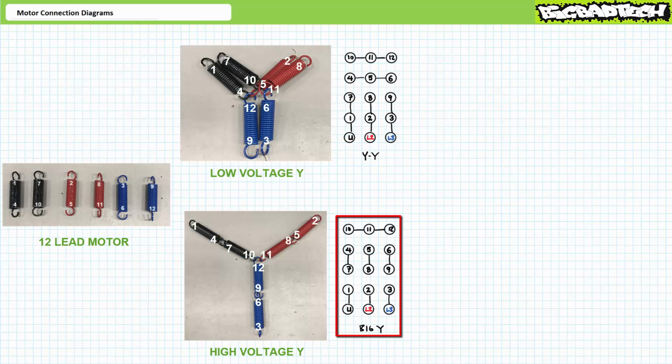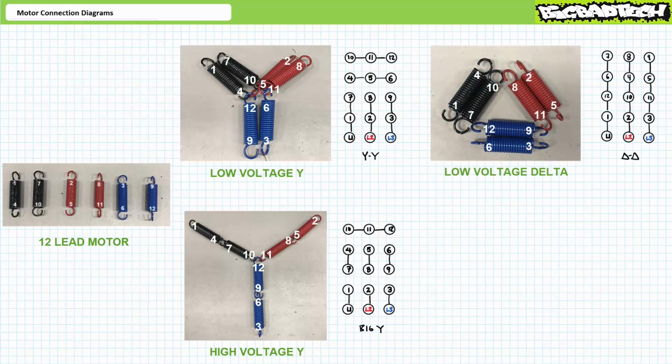A motor connection diagram illustrating a 12-lead motor set up in the high voltage Y configuration might look something like this. L1 to 1, L2 to 2, L3 to 3, 4 to 7, 5 to 8, 6 to 9, and finally 10, 11, and 12 tied together.